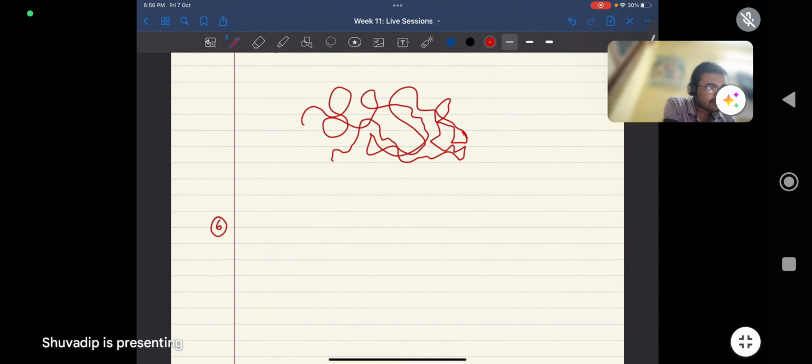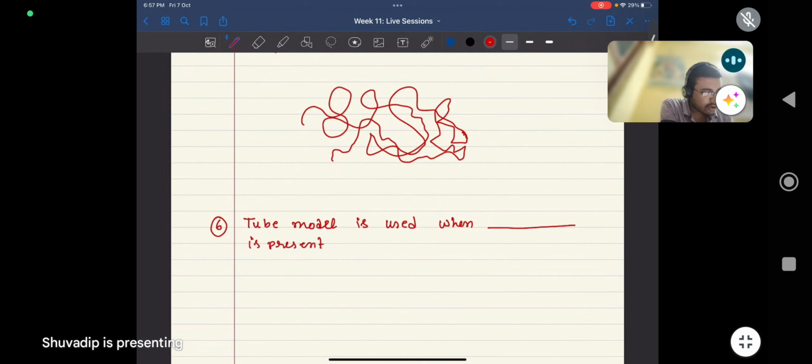Again, another question is: a tube model is used when blank is present. So this is a fill in the blanks type question. The options are A crosslinks, B strands, C entanglements, D metals.